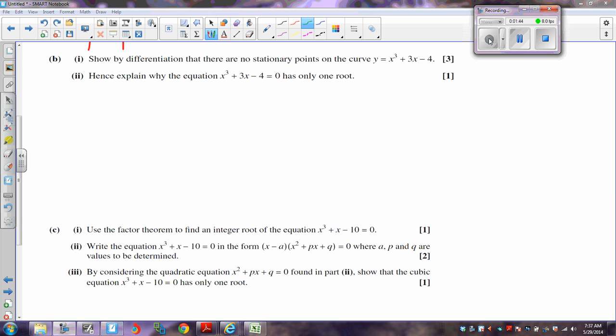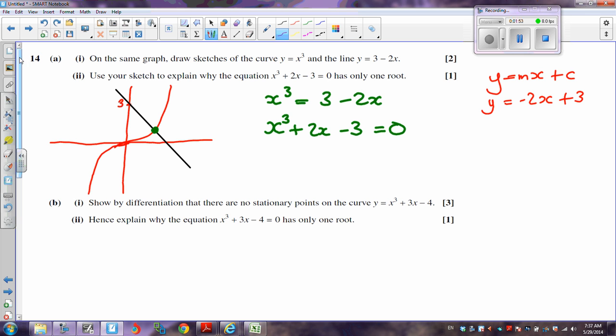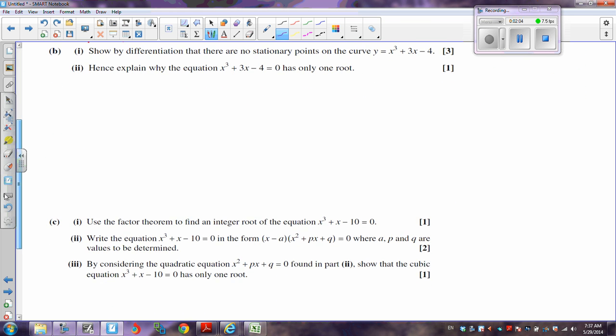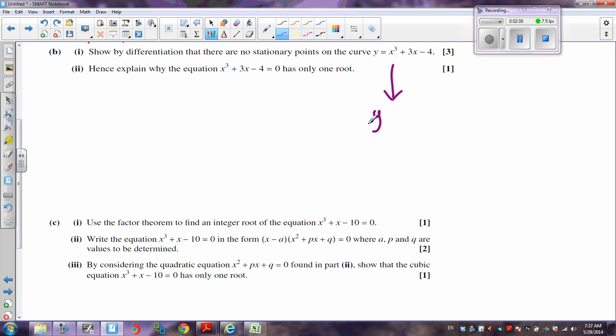Okay, on to part B, which says show by differentiation that there are no stationary points on this curve. I'm just checking that it's not actually the same curve. This curve is not x cubed plus 2x minus 3, you've got x cubed plus 3x minus 4. There's a similarity, but it's really nothing to do at the moment with part A. So to show by differentiation, let's start differentiating this. So we've got y equals, bring down the 3, reduce the power to 2, and then plus 3.